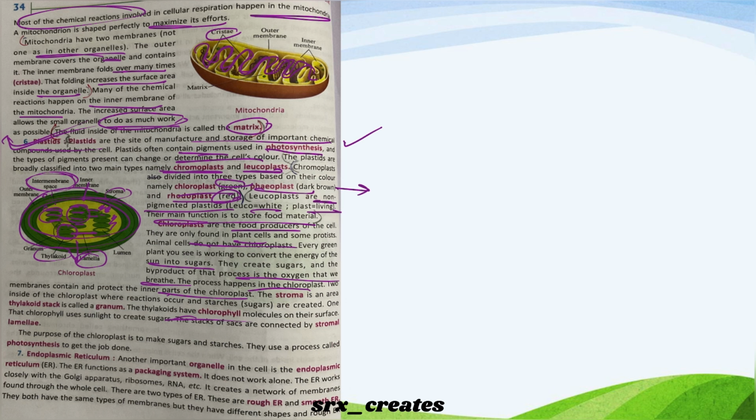Now endoplasmic reticulum. Endoplasmic reticulum is another important organelle. It is also often said as ER. ER is a packaging system, a packager. It does not work alone. It works with the Golgi apparatus, ribosome, RNA, Golgi apparatus or Golgi body. It creates a network of membranes. Network means it creates a network, so it does the packaging system, like a courier facility, a hub, like in Amazon we see now.